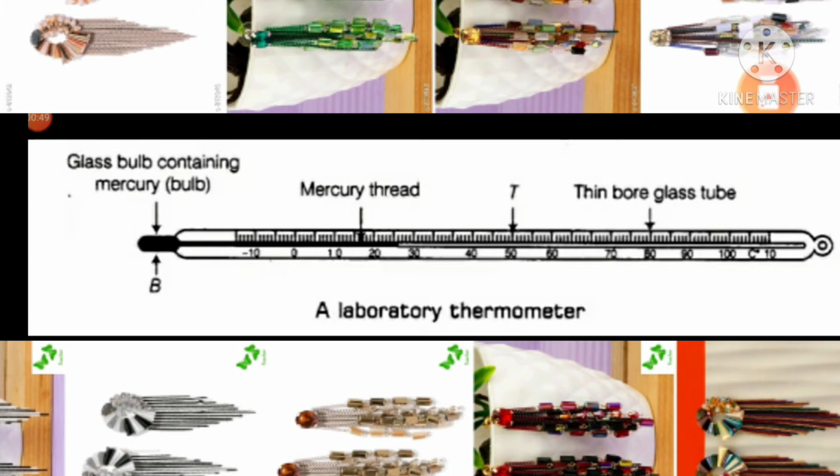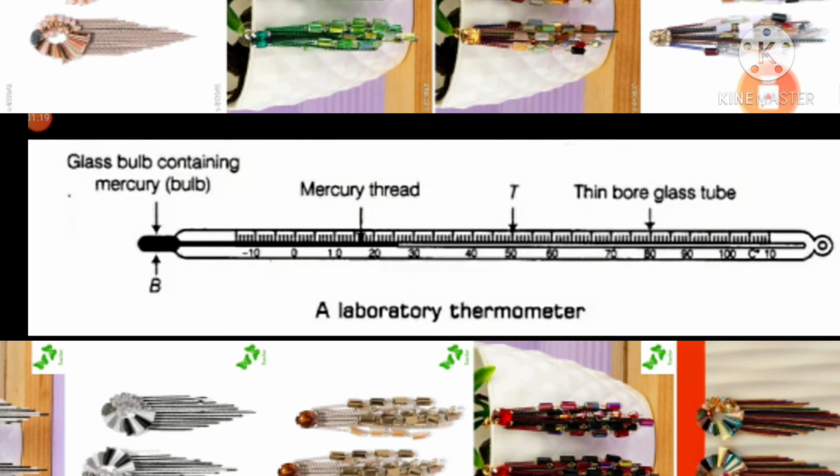Here also the mercury thread is located inside the glass tube, and the dark black line that is coming through the glass bulb, that is the mercury bulb, indicates the position of mercury, till what place it has flown. It is showing the actual temperature of the liquid or the solid that we are measuring in the laboratory.